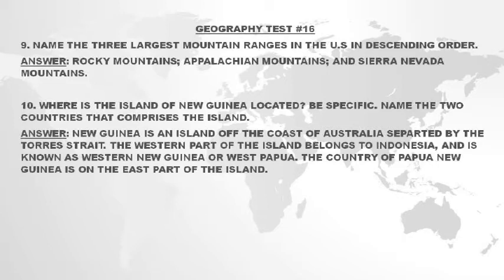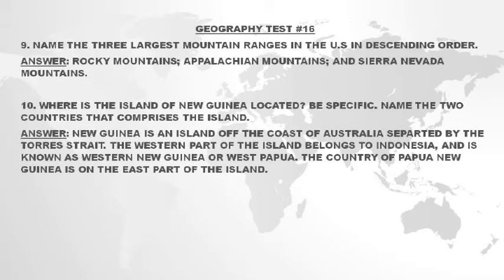Question 10, where is the island of New Guinea located, and name the 2 countries that comprise the island. The answer is New Guinea is an island off the coast of Australia, separated by the Torres Strait. The western part of the island belongs to Indonesia. It is known as Western New Guinea or West Papua. The country of Papua New Guinea is on the eastern part of the island. Now this concludes the answers to Geography Test 16.